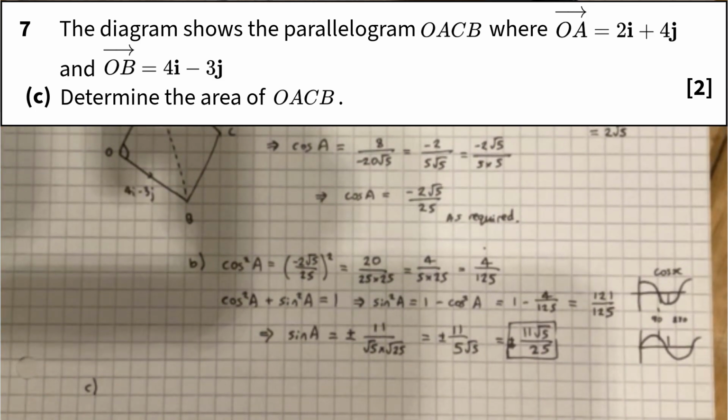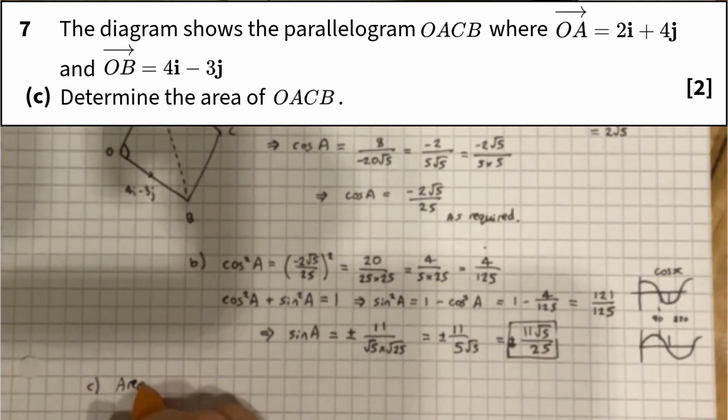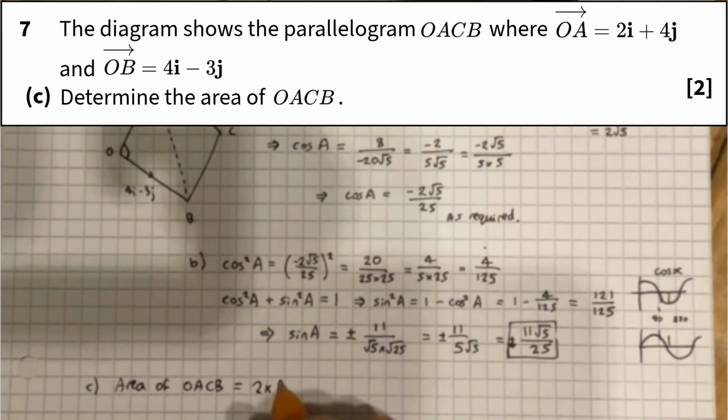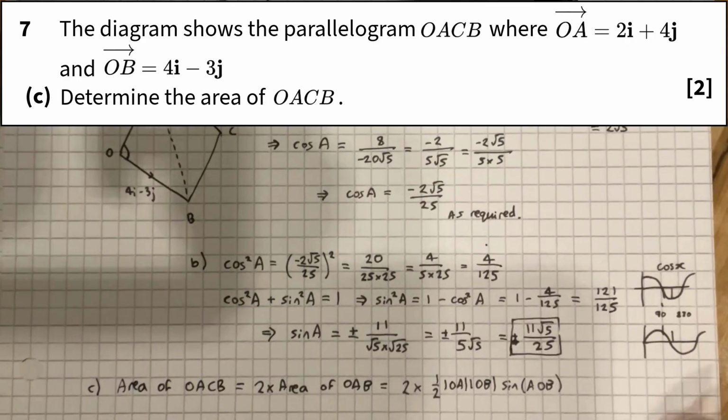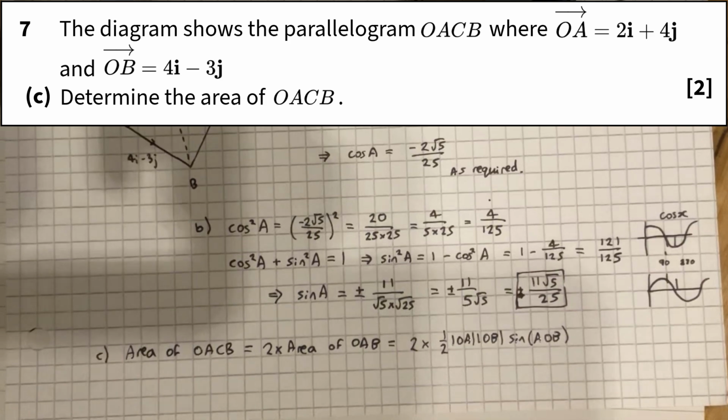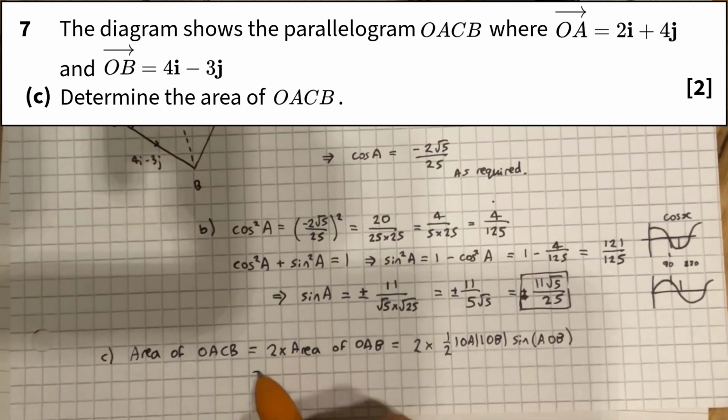So for part C, we're looking for the area of the parallelogram, and the area of the parallelogram is going to be 2 times the area of the triangle. That's the triangle OAB. When you see the area of a triangle, it should immediately make you think half AB sine C. And in this case, A is OA and B is OB, and then sine is sine of the angle. Hence why they got us to do part B, because that's going to be helpful for part C. 2 times a half is just 1, so I'll leave that off.